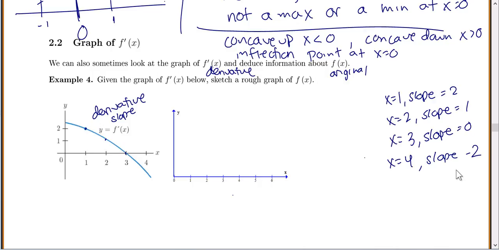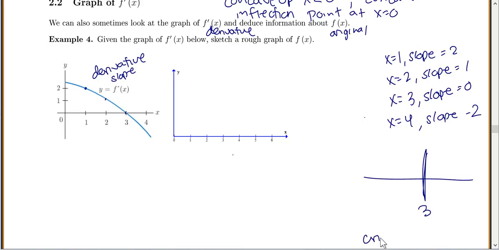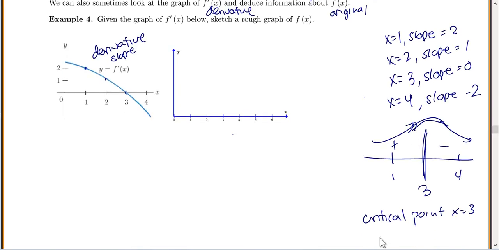Okay, so notice we did do a couple things here. When was our slope 0? At 3. So we have a critical point at x equals 3. And if we pick a point on either side, like 1 and 4, at 1 my slope is positive, so I'm kind of going up. And at 4 my slope is negative, so I'm going down. So that looks like we're going to have a maximum. So max at x equals 3.